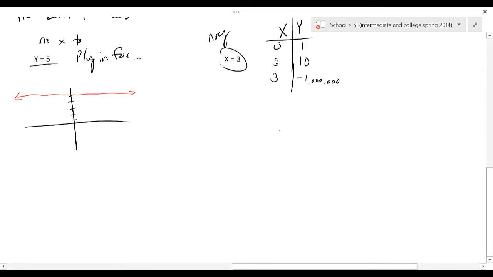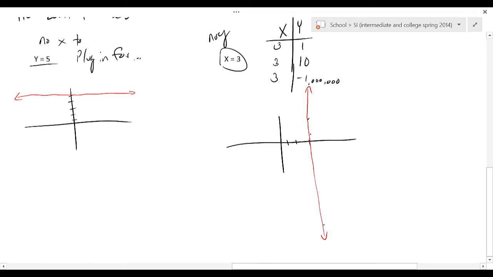So let's graph that. At y value 1, y value 10, and y value negative 1 million way down there, all of them have x equals 3. So let's see: that's a vertical line.